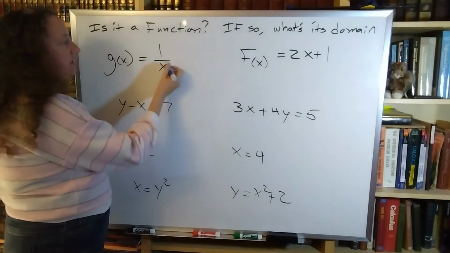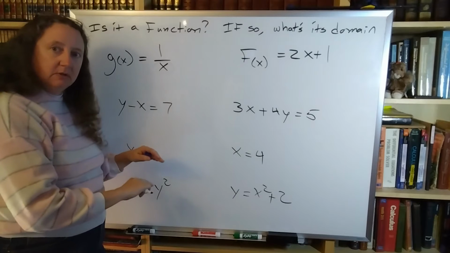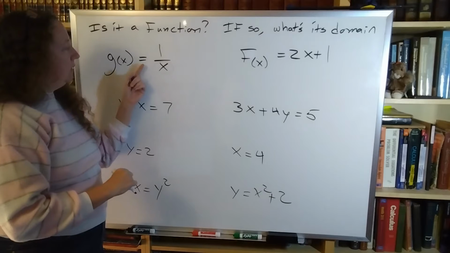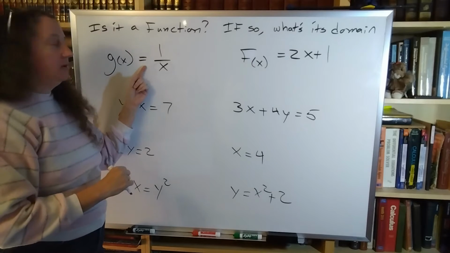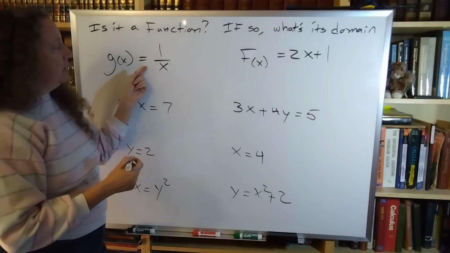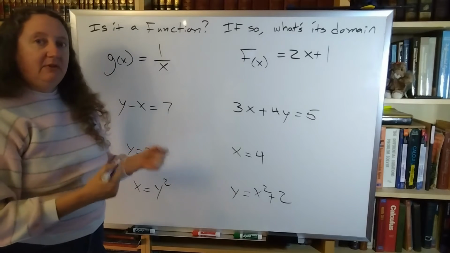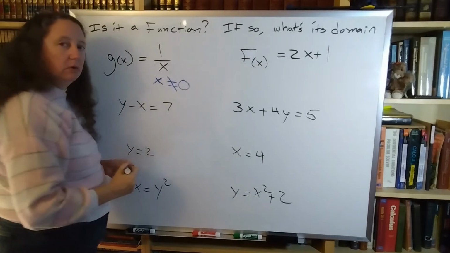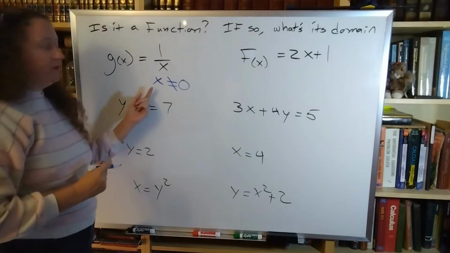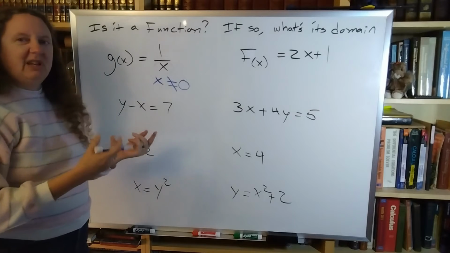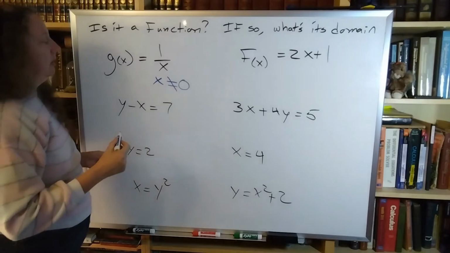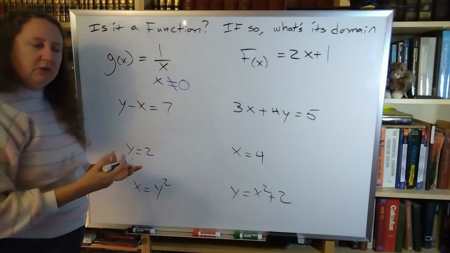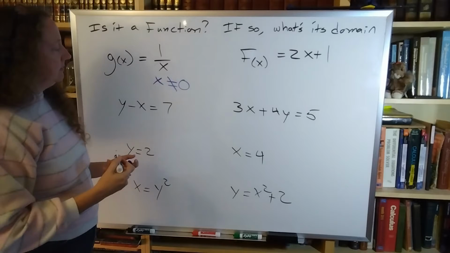Well, we look at this and we see that x is in the denominator of the fraction. And we know that we cannot divide by 0. So we know that x cannot equal 0. So I need to figure out how to write this in some sort of notation that the teachers will accept. There are a couple of ways you can do this. You can write this as interval notation, or you can write this as inequality notation.